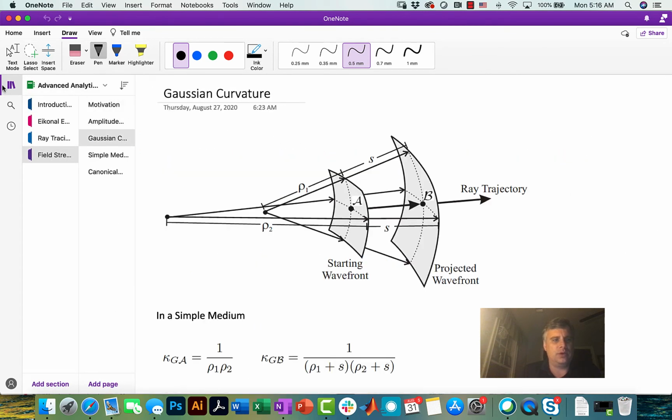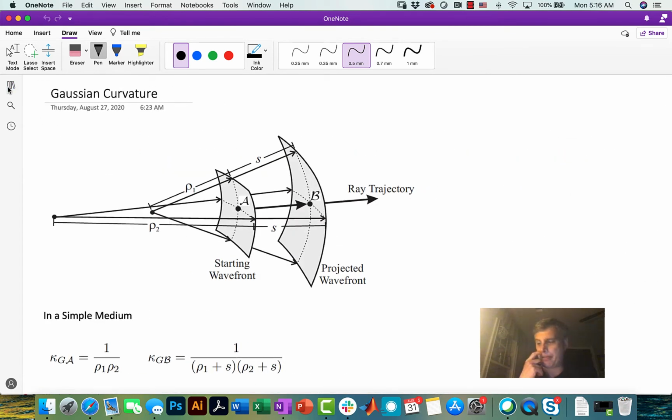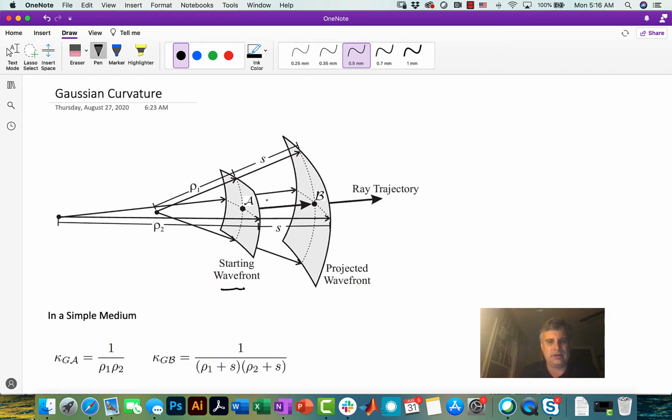Okay. So, what is Gaussian curvature? So here's a diagram here in 2 dimensions. Let's say I have a starting wavefront. We'll call that point A here. We're tracing a ray. We find that the gradient of the eikonal function when we trace the ray follows this path over to here. And we want to evaluate the new field amplitude at point B.